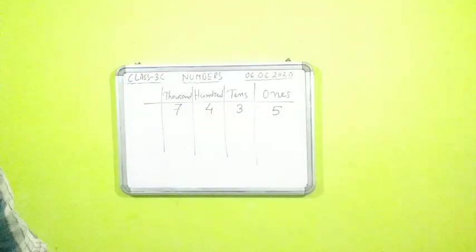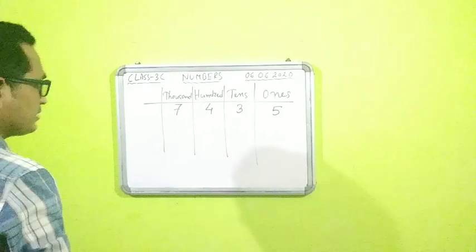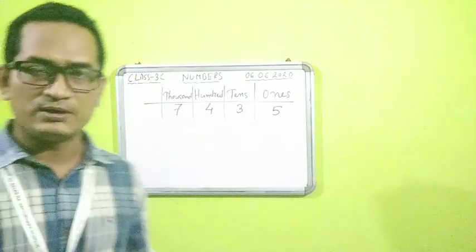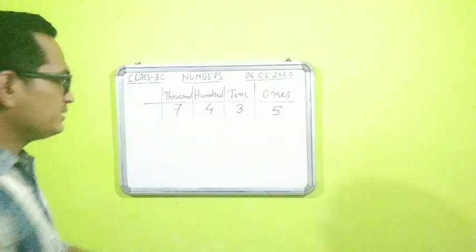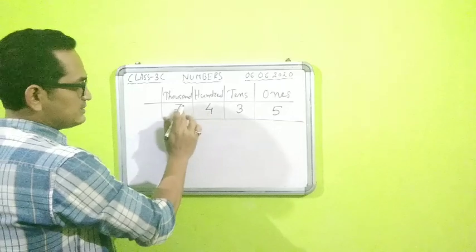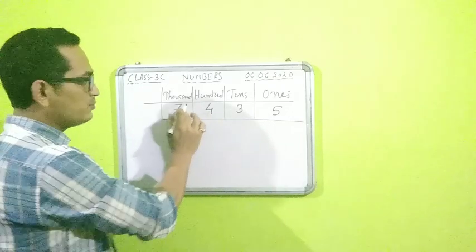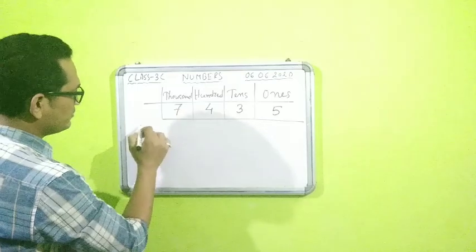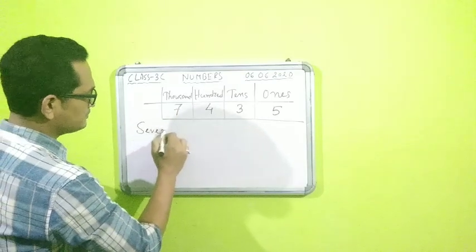Fine. Now let us try to read this number. What will be the name of this number? Number name. We also call it number name. Fine. So what will be the number name of this? Students, if you see, this is 1000. So how many thousand is here? 7000. Fine. So that means we will write 7000.